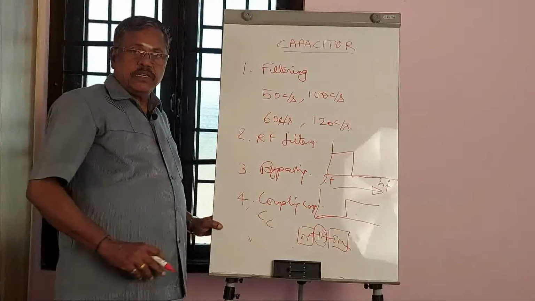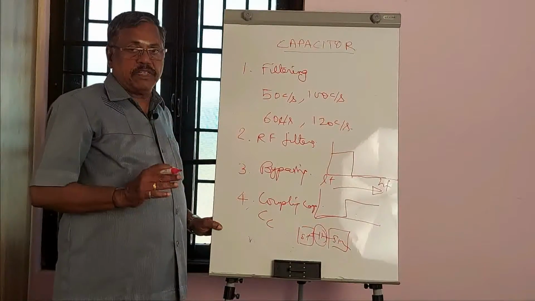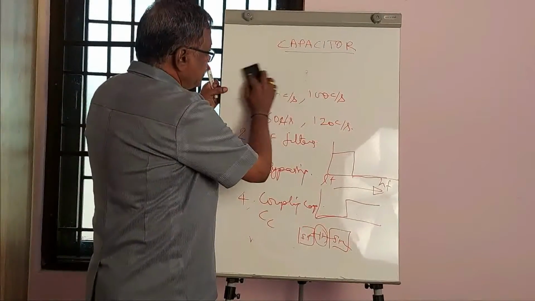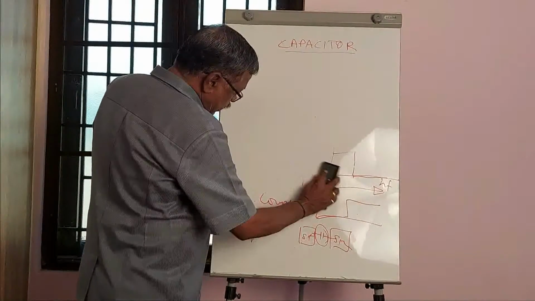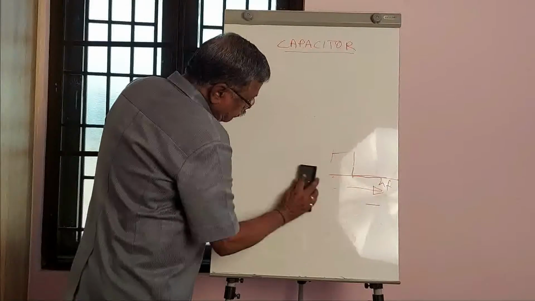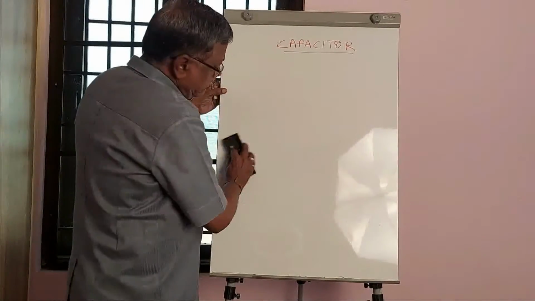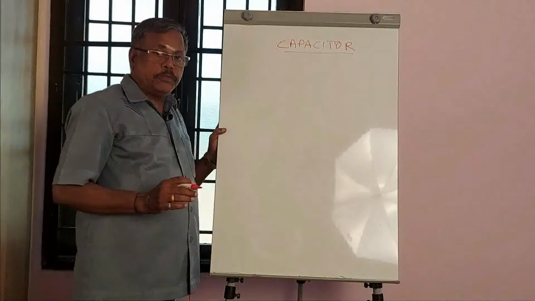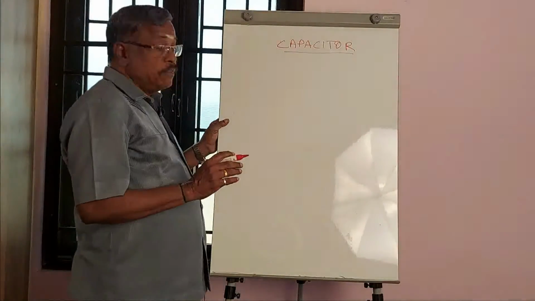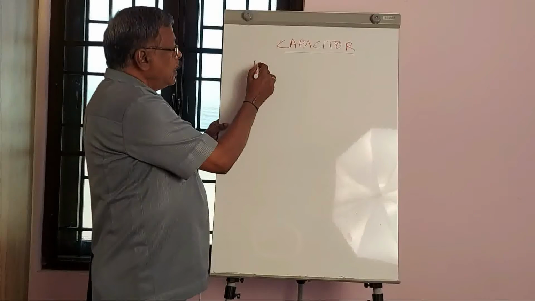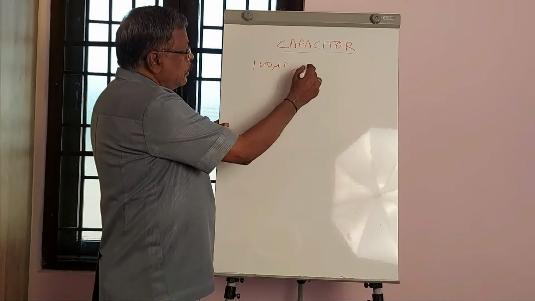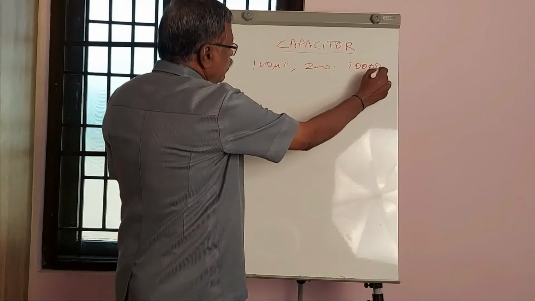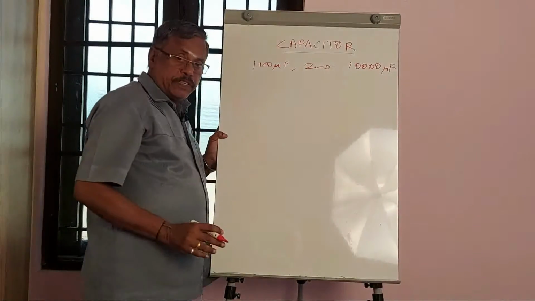So with this, let us go to the representation of the capacitors. How is a capacitor represented, like a resistor, a wire wound resistor, like that. It is possible to manufacture capacitors with values of 100 microfarad and 200 microfarad, like that, 10,000 microfarad, and all these can be manufactured.